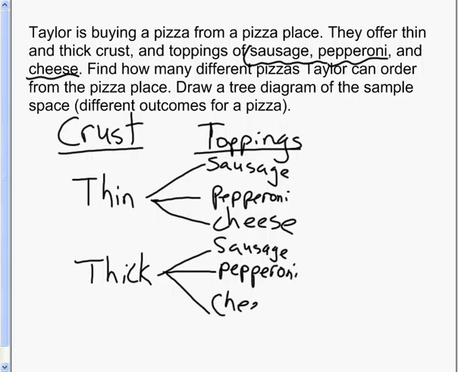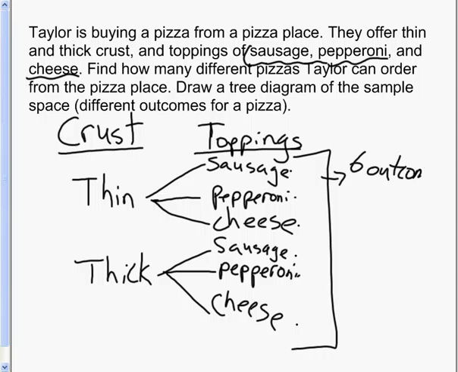So how many total options do I have from this pizza place? To find our total options, we're going to count our last branches on the far right. We have sausage and thick, pepperoni and thick, cheese and thick. Actually, those are all thin options. Our thick options are down here of sausage, pepperoni, and cheese. So counting those, I have 1, 2, 3, 4, 5, 6 total outcomes or options. We'll typically label them outcomes. Sometimes it might be called ways as well.